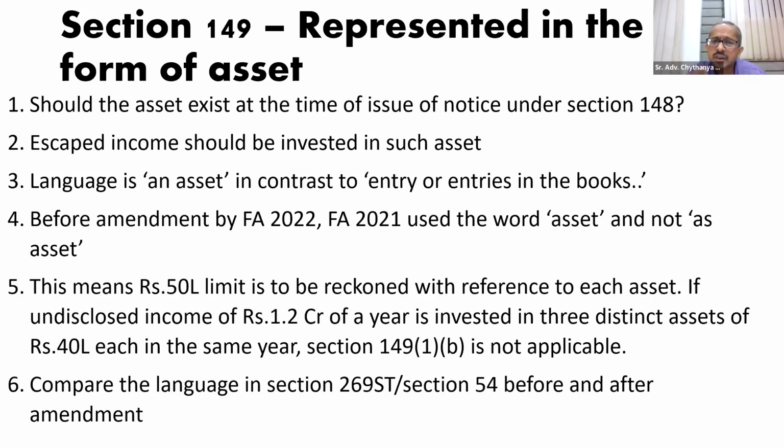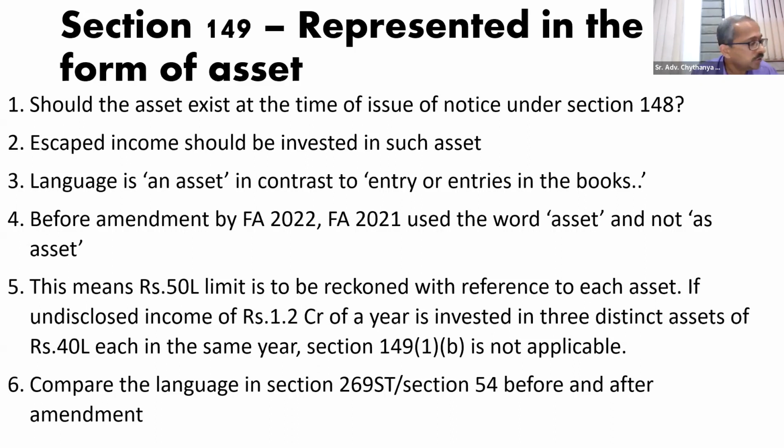Should the asset exist at the time of issue of notice under 148? Unlike the Black Money Act, where the board went on to say that an undisclosed foreign asset, even if it doesn't remain in the form of an asset, it would still be there, that cannot be applied here because the language is very clear. It is represented in the form of an asset. So at the time when I issue notice under 148, to check the time limit, I have to see whether the escaped income is represented in the form of an asset. That means escaped income should be invested in such asset.